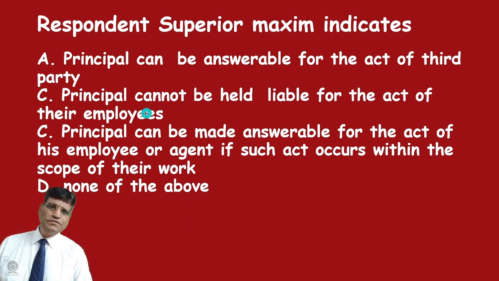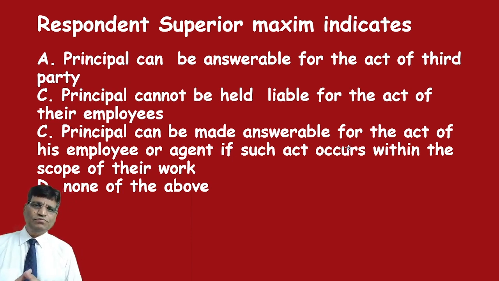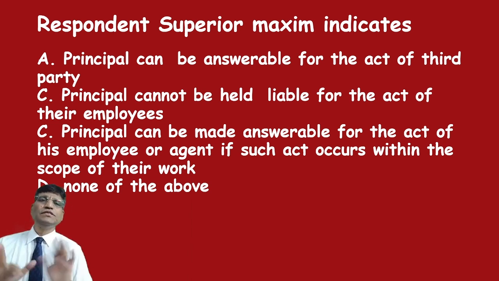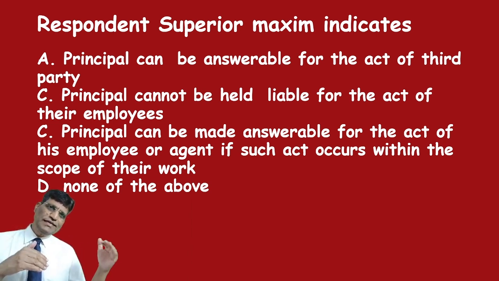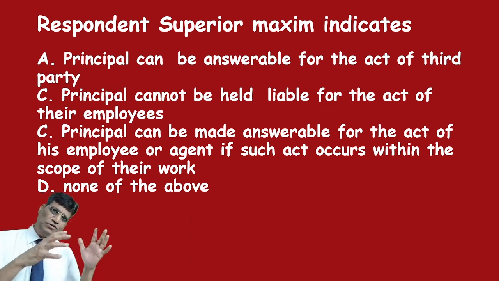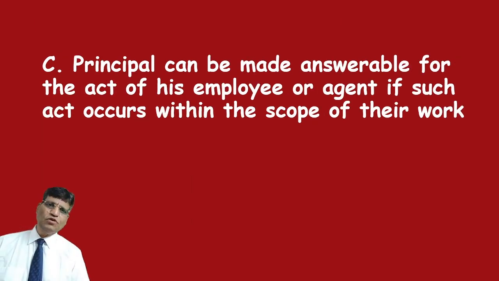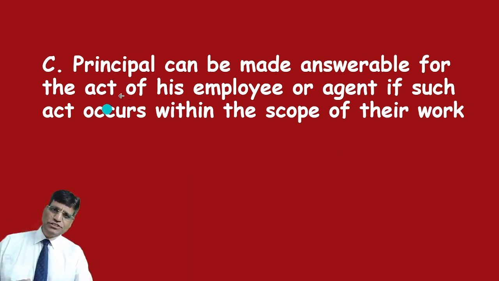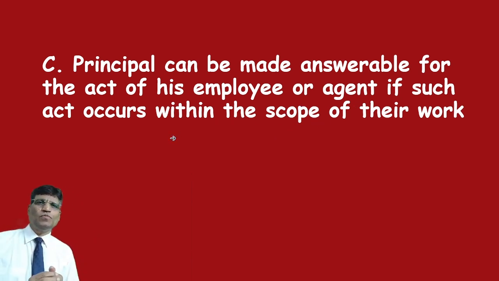Principal can be answerable for the act of a third party? It can't be like that. Principal cannot be held liable? No. Principal can be made answerable for the act of his employee or agent if such act occurs within the scope of their work. If an employee has done something wrong, but he was acting as per the instruction of his employer or principal, in case of an agent, he acts on behalf of the principal as per the instructions of the principal, then the principal is held liable. Principal is answerable for the act of his employee or agent if such act occurs within the scope of their work.